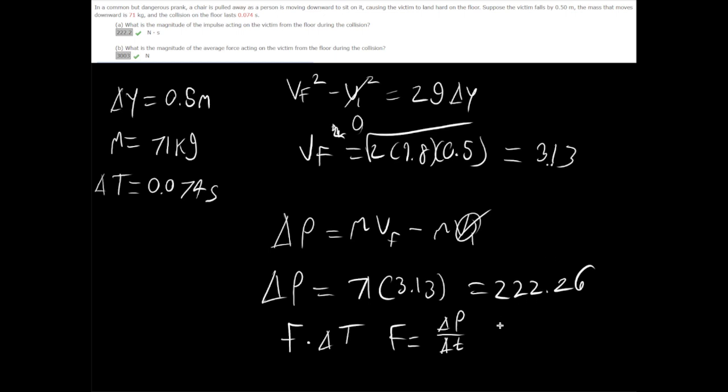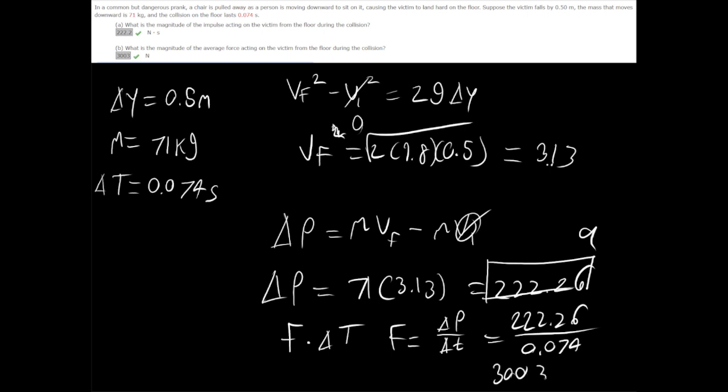So what we do here is we take 222.26 and divide this by 0.074, and we get right here, so this is going to be A, and for B, we're going to get 3,003, and that's B.